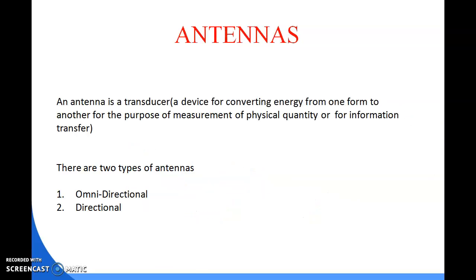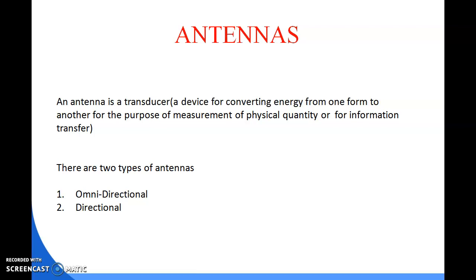Next, if you come to antennas, what is an antenna? An antenna is a transducer or a device for converting energy from one form to another for the purpose of measurement of a physical quantity or for information transfer. There are two types of antennas. One is omnidirectional and the second one is directional.